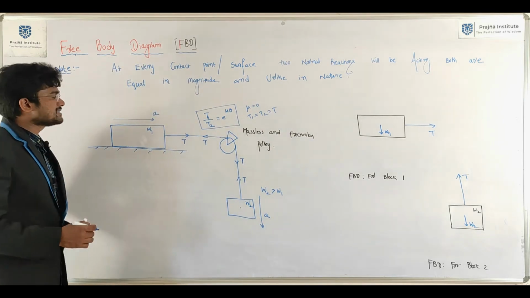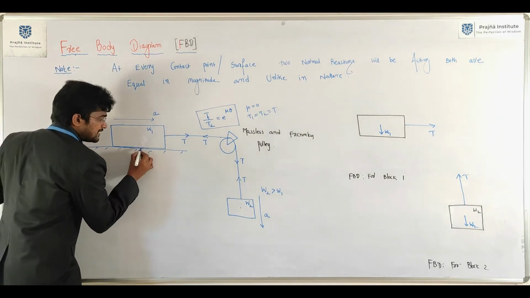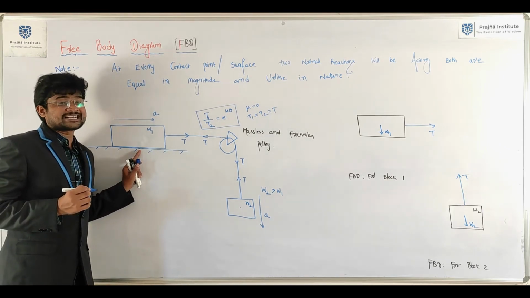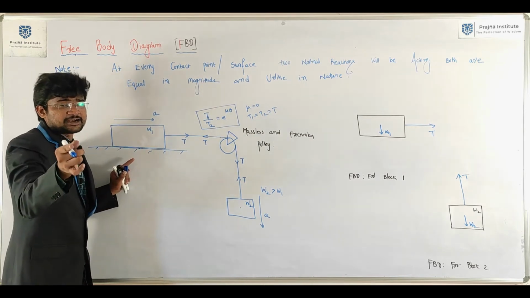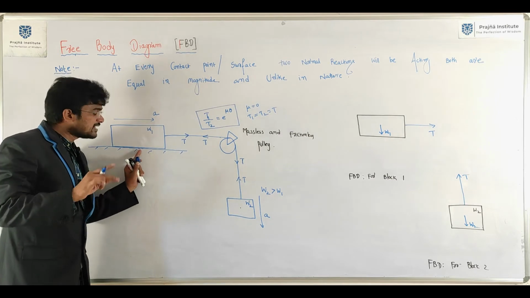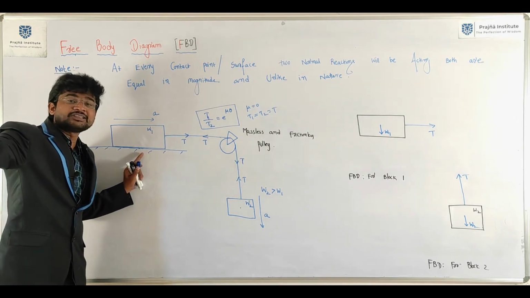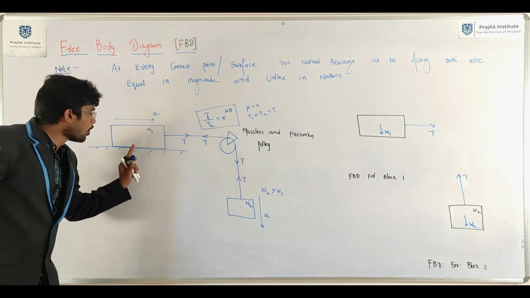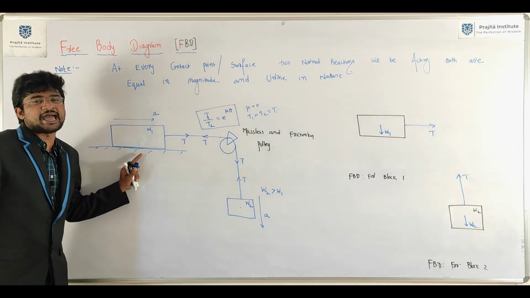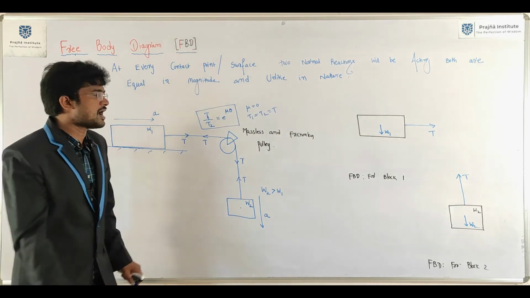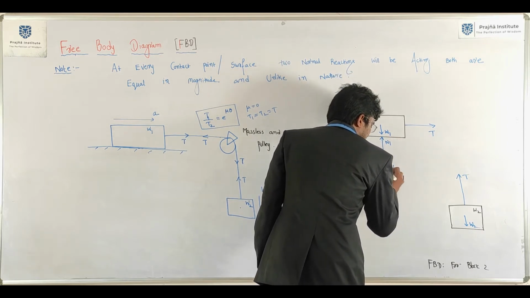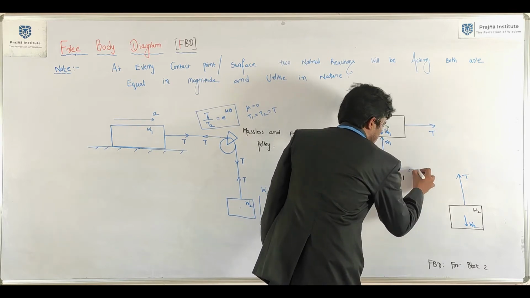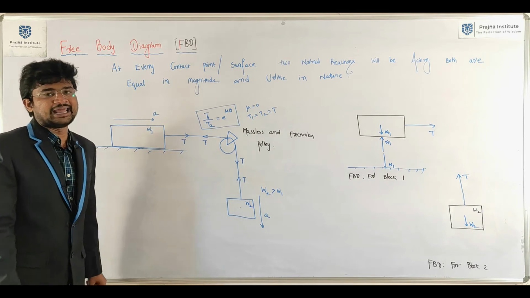What is the third statement? At every contact surface, normal reaction is there. Normal reaction always acts perpendicular to the surface. The third statement is linked with the fifth statement. At every contact surface, two normal reactions will be acting. Both are equal in magnitude and unlike in nature.